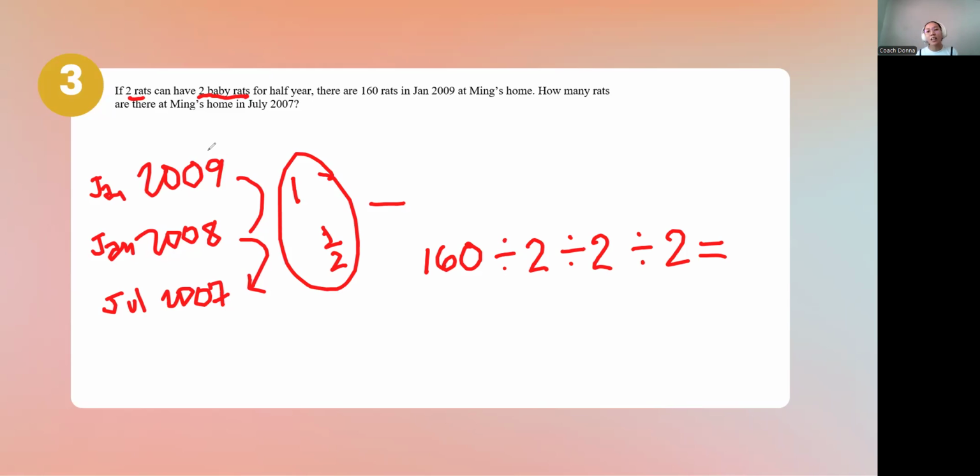2, that's 8 or 80. 80 divided by 2, that's 40. 40 divided by 2, that is 20. All right? So that is our answer. There are 20 rats in 2007. All right? Great. I see correct answers. Not 25, but 20. Okay? That's it. Let's proceed to the next one.